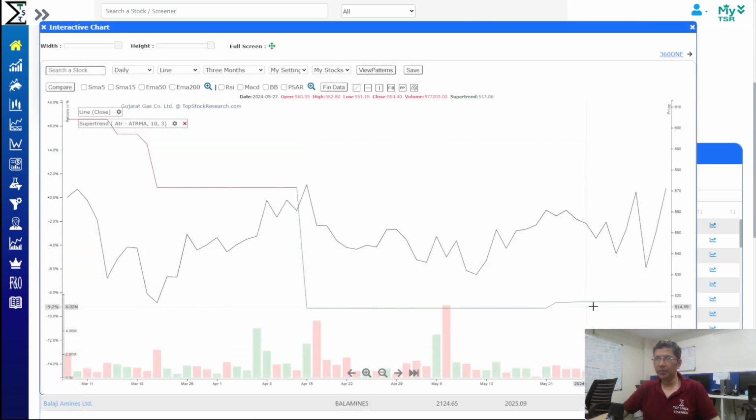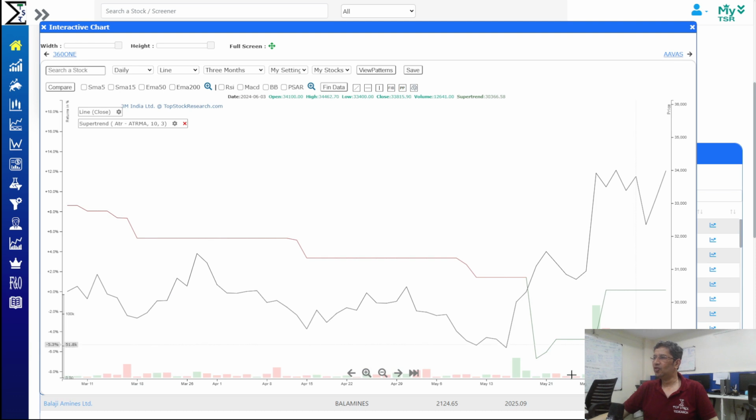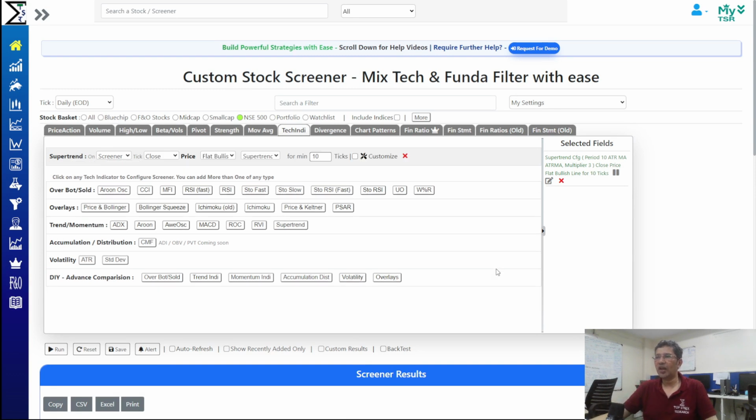So what does flat bullish line mean? Apart from giving trend, if the line is flattish, it means that it is in consolidation mode. So it can also help you find stocks which are in consolidation mode. These are stocks which are not giving a very aggressive direction. There was a small movement out here, but it's still pretty flattish. This is where the consolidation is happening. You can set it to a higher period, let's say you set it to 10, and that will give you a broader consolidation.